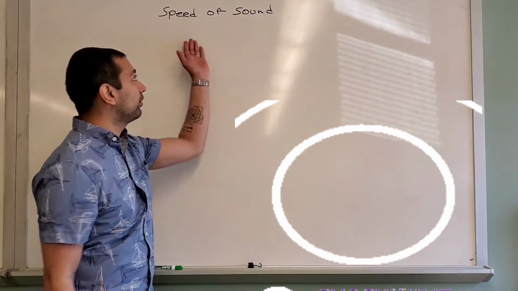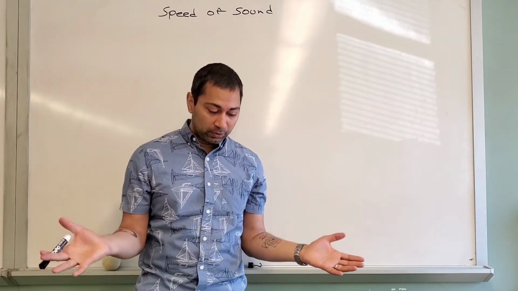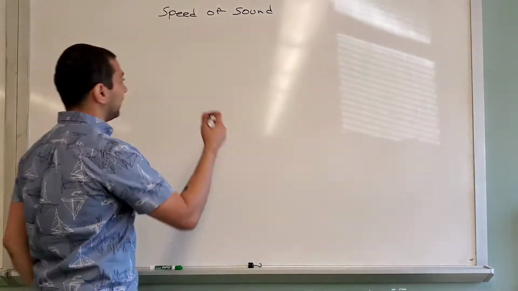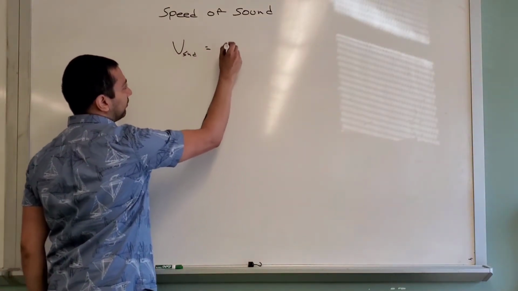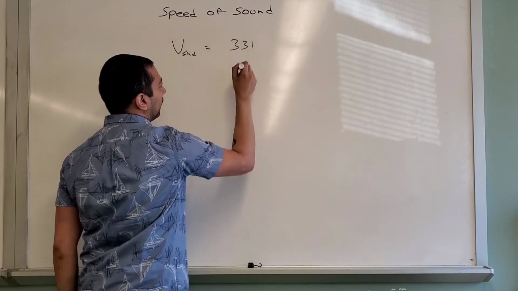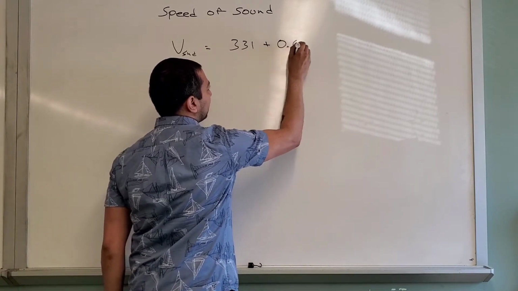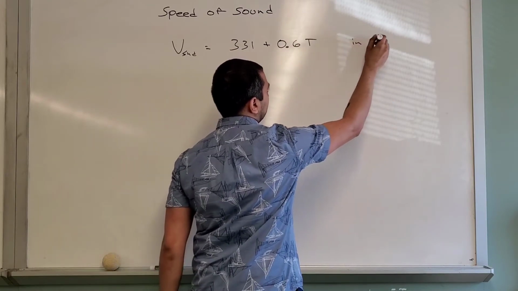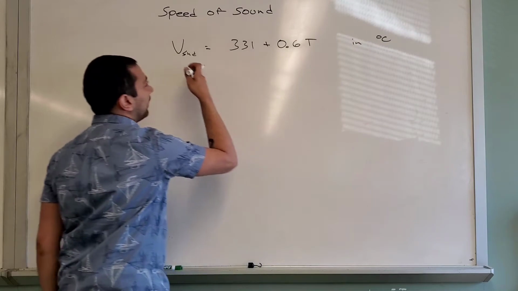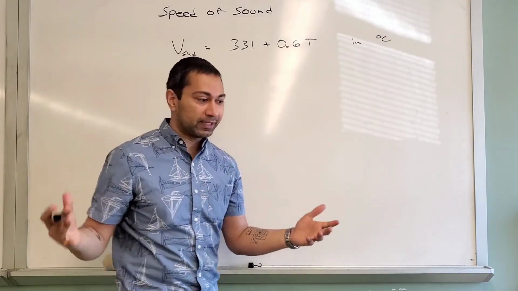Today we're going to be determining the speed of sound traveling through air. Well, we know what the equation for the speed of sound should be. V sound is given by 331 plus 0.6 times the temperature, in degrees Celsius. And this should tell us what the speed of sound is traveling through the air right now in this room.